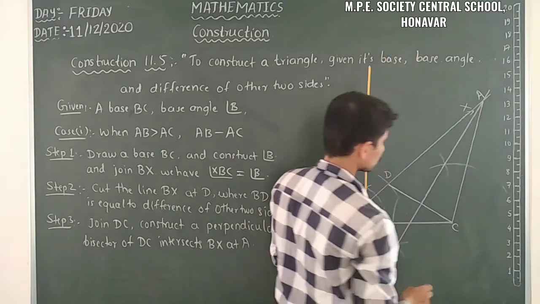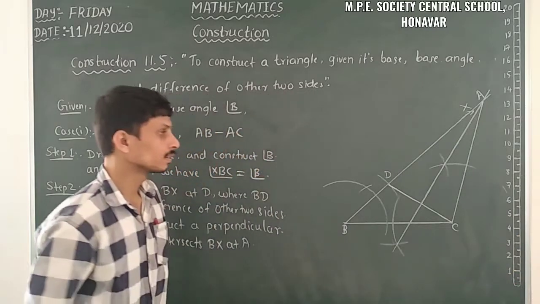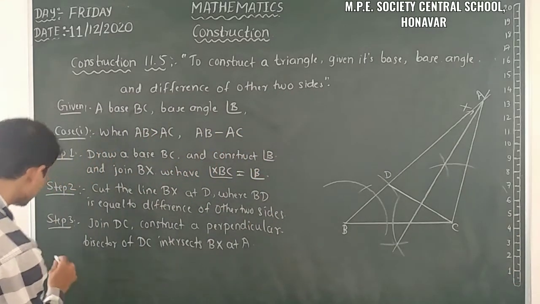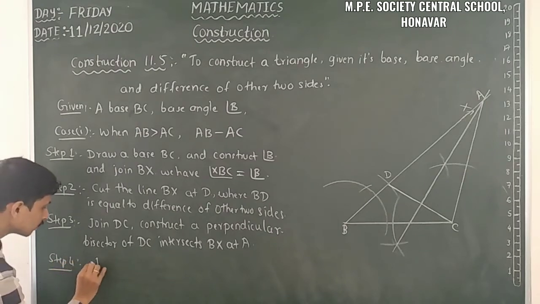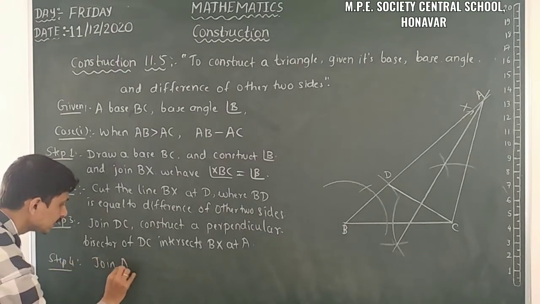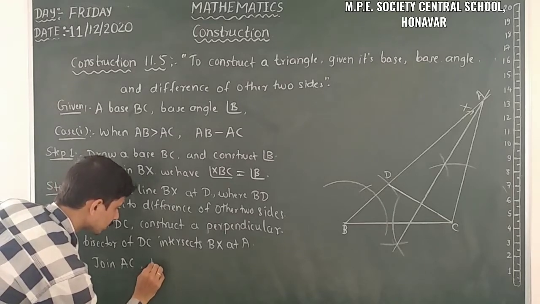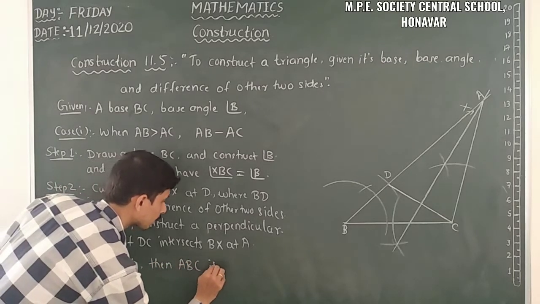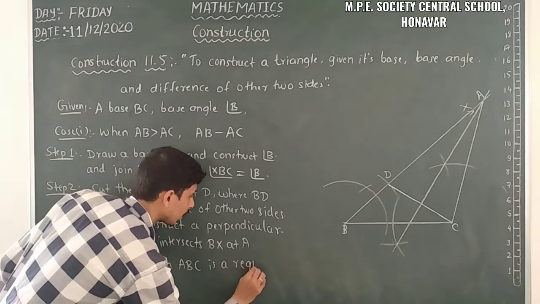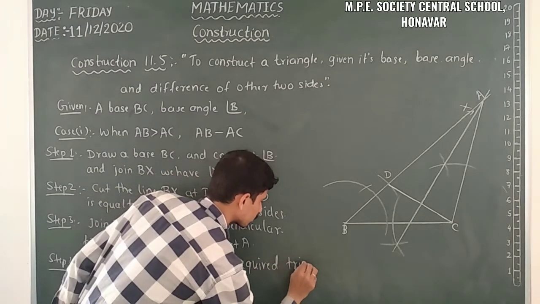Here, ABC is the required triangle. That is the first step 4. So what is step 4 here? Join AC, and then ABC is the required triangle.